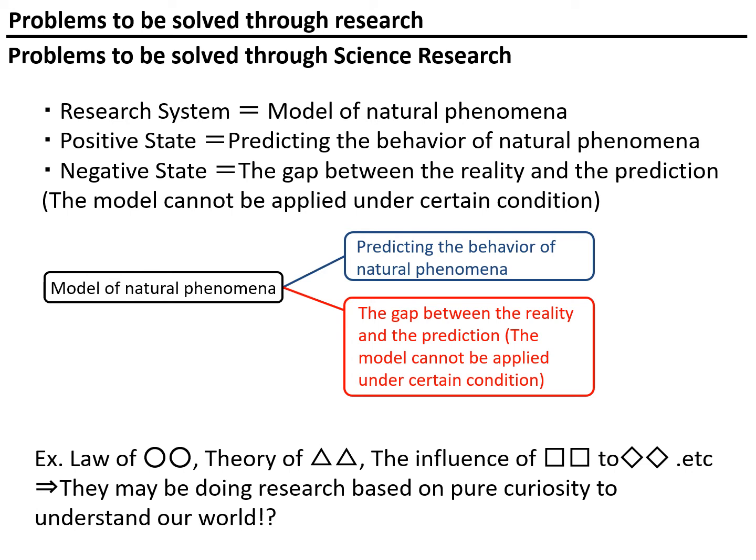And what is the positive state of a model of natural phenomena? It is predicting. Probably we want to predict the behavior of natural phenomena, and the negative state in this case should be the gap between the reality and the prediction. Perfect prediction should predict anything, but probably it's impossible. So what scientists are doing is to build up a more accurate model of natural phenomena. So we should recognize the negative state as the gap between the reality and the prediction, which means the model cannot apply under certain conditions. I think examples of research systems dealt with by scientists are probably the law of something, the theory of something, and sometimes it's described as the influence of something on something. And they may be doing research based on pure curiosity to understand our world or universe.